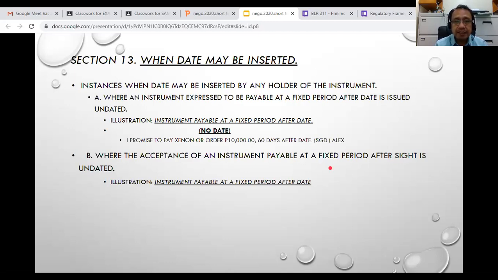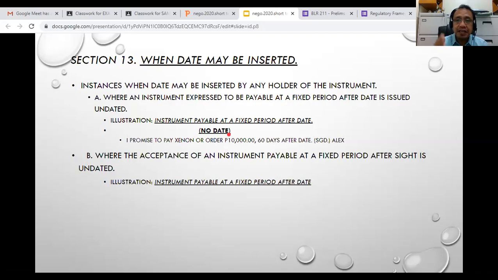Okay? So I promise to pay Senon or order 10,000 pesos 60 days after date. Sign, Alex. That is your instrument. If you notice in the slide, there is no date of issuance. So I promise to pay Senon or order 10,000 60 days after date. Sign, Alex. There is no date. Is it possible for you to identify the due date of your instrument if you will not indicate the date of issuance? No, right? But there is a remedy on that. Under Section 13, if you are the holder, you have the right, you have the authority to place the correct date. And what will be the correct date that you will indicate here under Section 17?